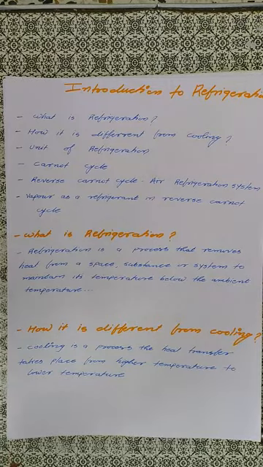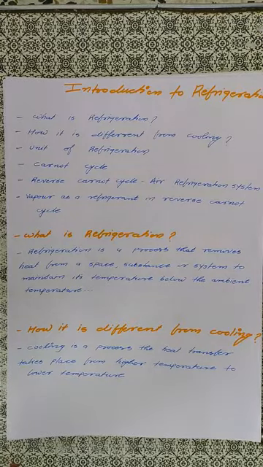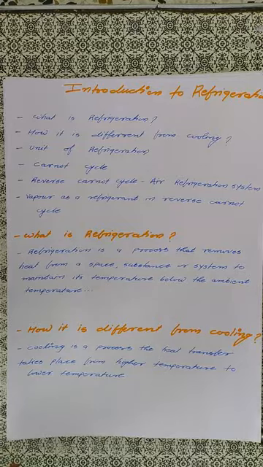Now, next, how is it different from cooling? You know what is meant by cooling. Cooling is a process in which heat transfer takes place from a higher temperature to a lower temperature. At any point, when heat is flowing from higher to lower, that is cooling, but that is not a refrigeration effect. Refrigeration effect means you have to maintain the temperature below the surrounding temperature.